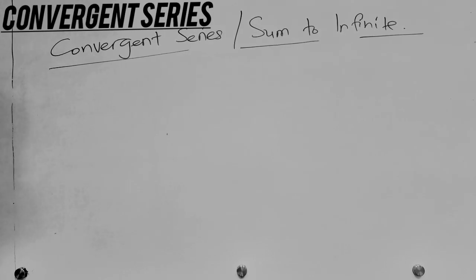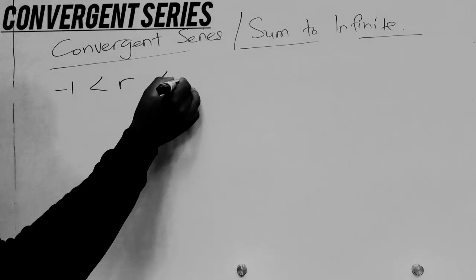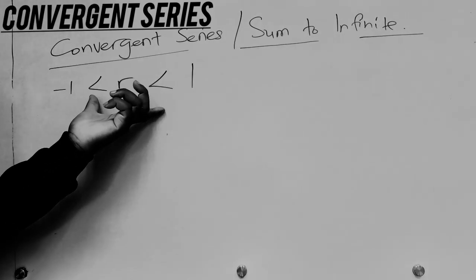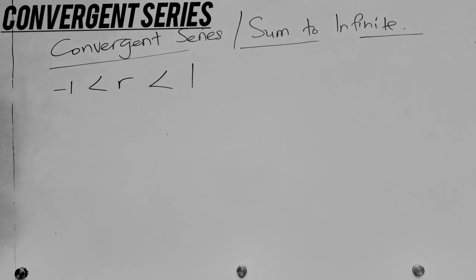Now we are on convergent series or sum to infinity. So this is a continuation of geometric sequence, of geometric series. But now there is a point where we say our geometric series has converged. That's when our ratio lies between -1 < r < 1. Once our ratio is between these two numbers, it means the geometric series has converged, or it has a sum to infinity.